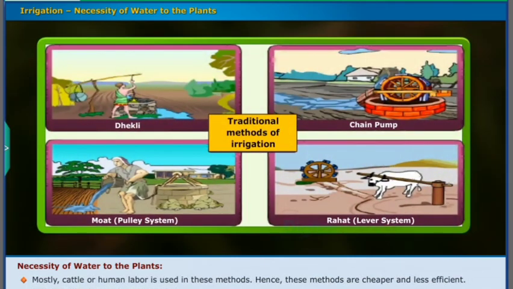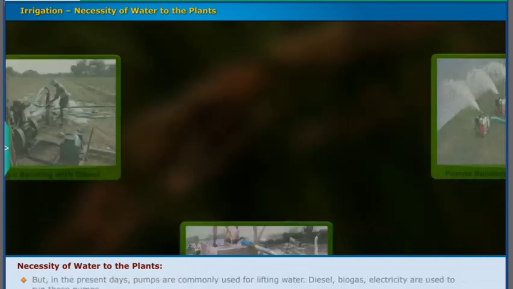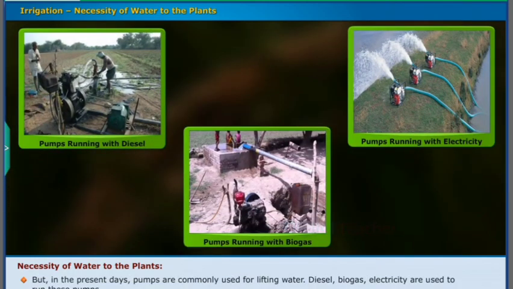Mostly, cattle or human labor is used in these methods. Hence, these methods are cheaper and less efficient. But in the present days, pumps are commonly used for lifting water. Diesel, biogas, electricity are used to run these pumps.